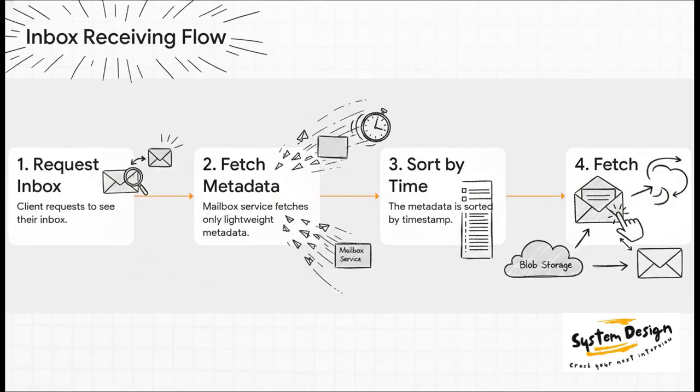Now, what about receiving an email? Well, this flow is all about perceived speed. When you open your Gmail app, our mailbox service goes and grabs only that lightweight metadata we keep talking about. It sorts it by date, and bam, it's on your screen, almost instantly. We don't waste time or data fetching the full email until you actually tap on one to read it. It's an awesome trick to make everything feel blazing fast.